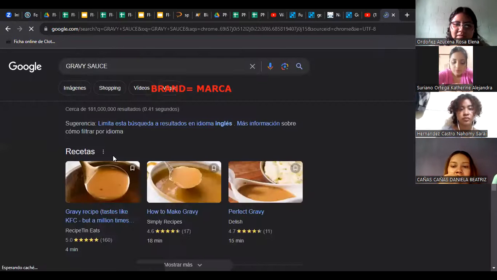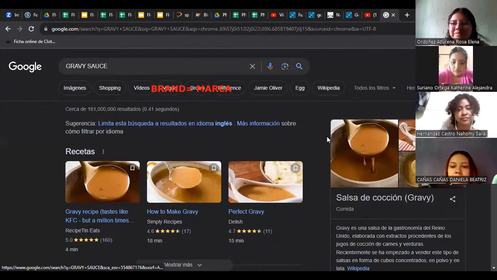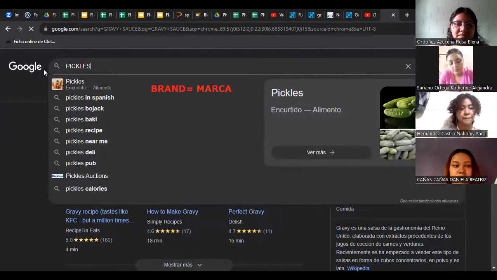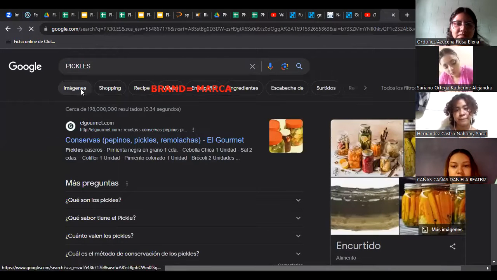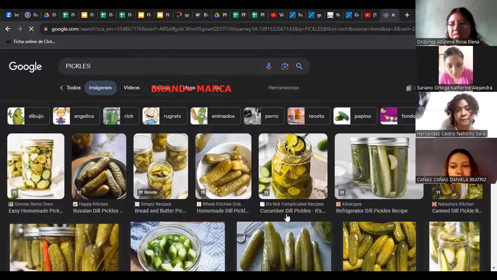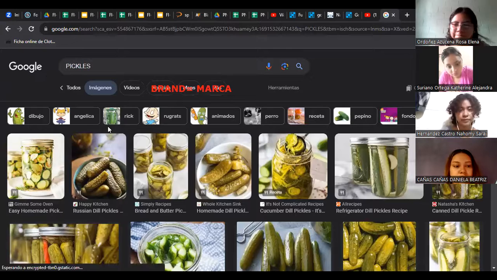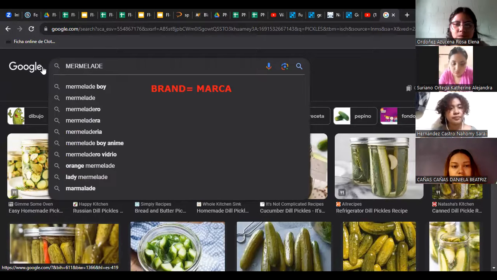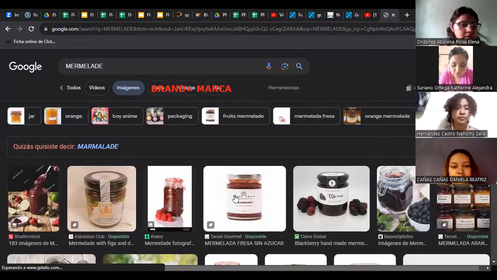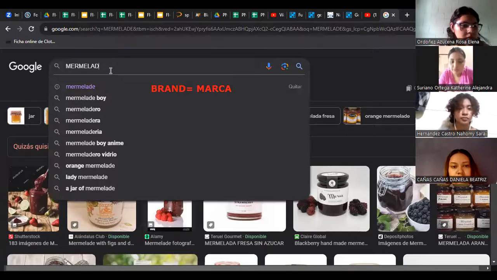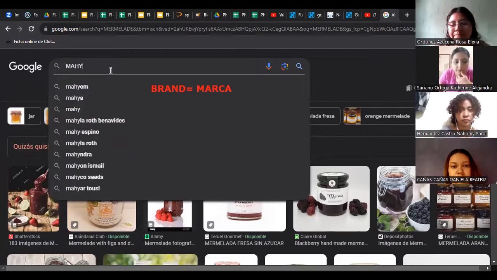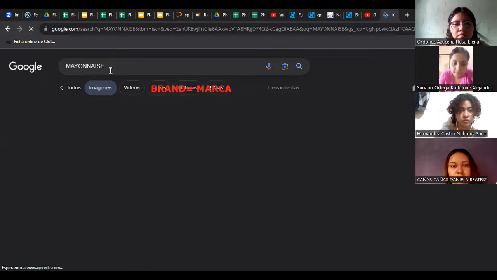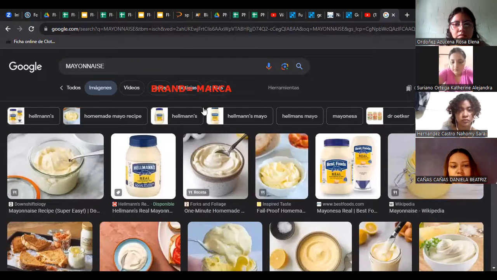Pay attention to gravy sauce. You will see. Look, this is the gravy sauce, all right? And the pickles are these. Pay attention to the pickles. Can you see the pickles? Yeah, these are pickles. Okay, and let me see, marmalade. Pay attention, mermelade in English. Marmalade, all right? This is the marmalade, okay? And the mayonnaise, you know, right? Mayo. I will show you mayo. Mayonnaise. Right, this is the mayonnaise. The short form is mayo, okay?